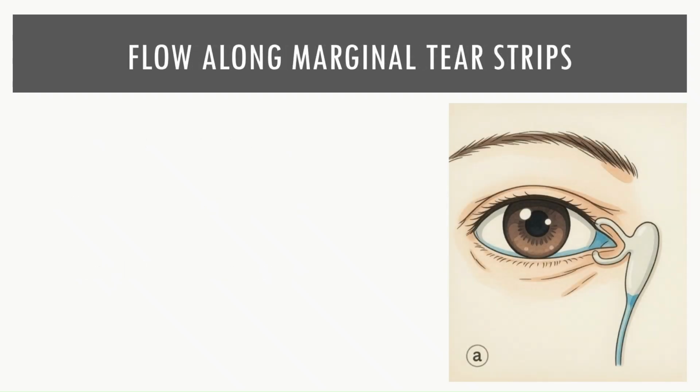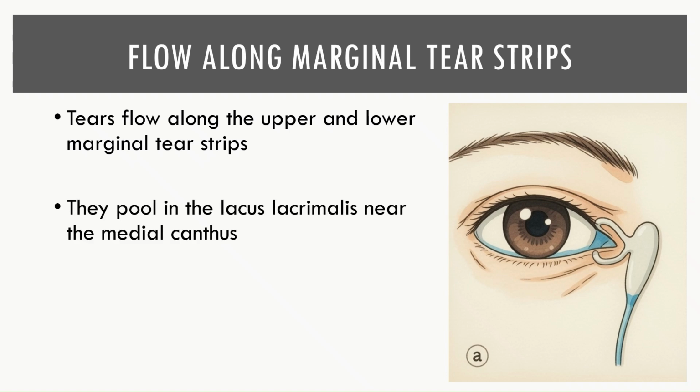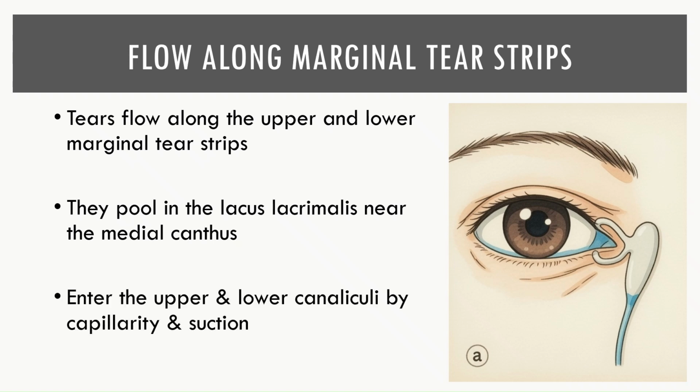In the pre-blink relaxed state where the eyes are open, the puncta lie in the tear lake. Tears flow along the upper and lower marginal tear strips and they pool in the lacus lacrimalis near the medial canthus. They enter the upper and lower canaliculi by capillarity and suction.